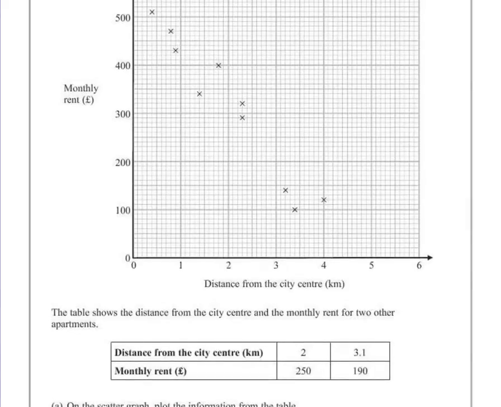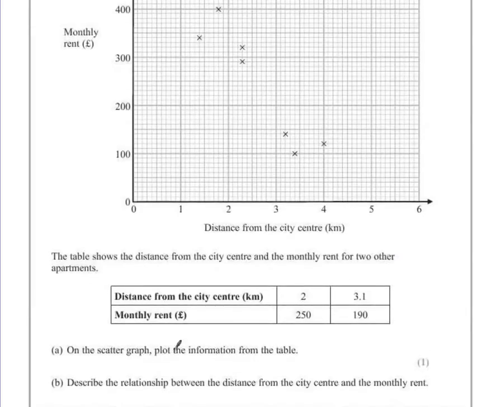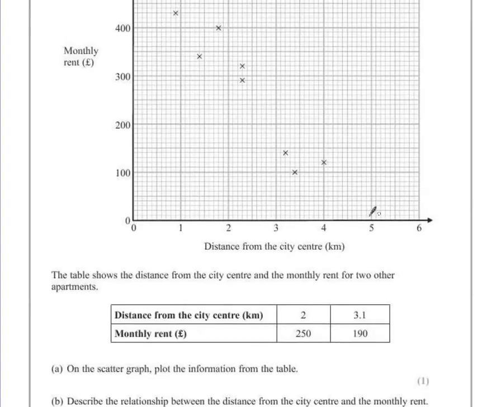The table shows the distance from the city centre and the monthly rent for 2 other apartments. So for 1 mark, question A says, on the scattergraph, plot the information from the table. So the first part of the table says if the distance is 2 kilometres, so let's find 2 kilometres, which is here. We want to go up to monthly rent of £250, which is exactly halfway between 200 and 300. And then we put a small cross, being as accurate as you possibly can. You're usually allowed to be within a square or 2 either side, but be as close to that point as you can.